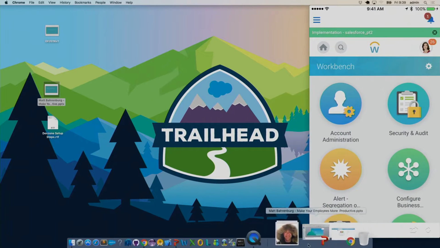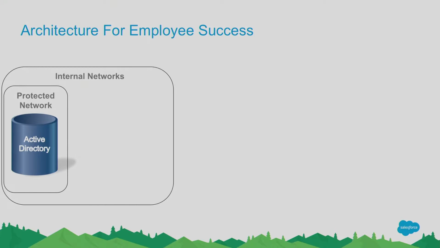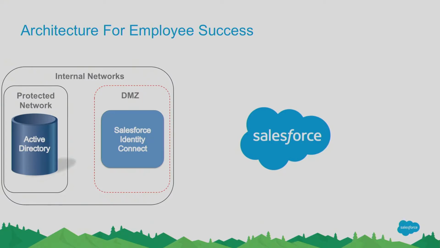All right. So this is a dev session, so I'm going to go into some more details here on how this works. We'll start with the architecture. So we have Active Directory and we have Salesforce, and we want to pull these two things together. We do that through a product called Salesforce Identity Connect. It's an on-premise product that's deployed in your DMZ, and that brokers the relationship between Salesforce and Active Directory.